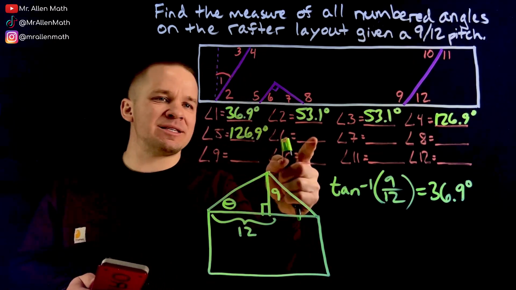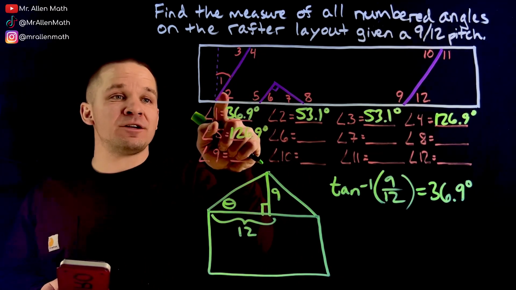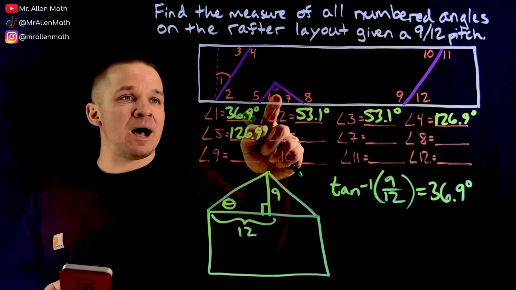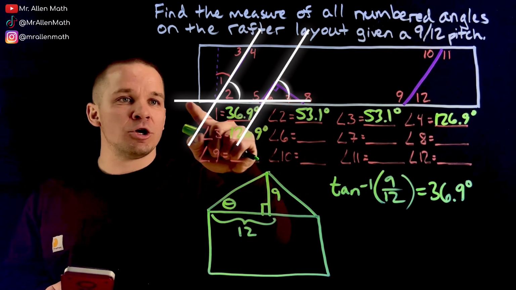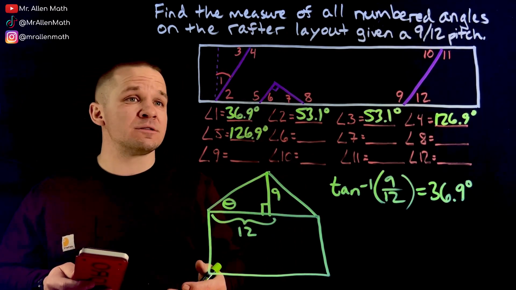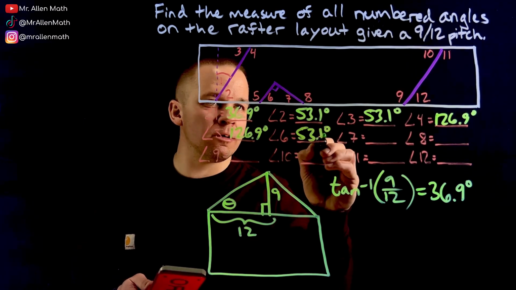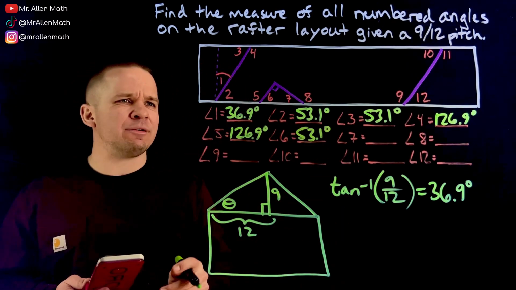All right, now how about 6? Well, 6 is going to be supplementary to 5. Also note that 2 and 6, those are corresponding angles, right? Parallel lines, transversal, they're in the same spot. 2 and 6 are corresponding angles, thus they are congruent. So 53.1 degrees.